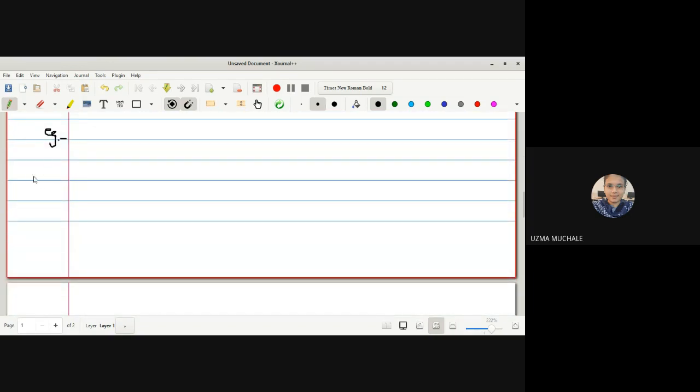An example of a functional I can consider to be the length between the 2 points x naught y naught and x1 y1, along the curve y is equal to y of x. Okay, so we have to consider a functional.